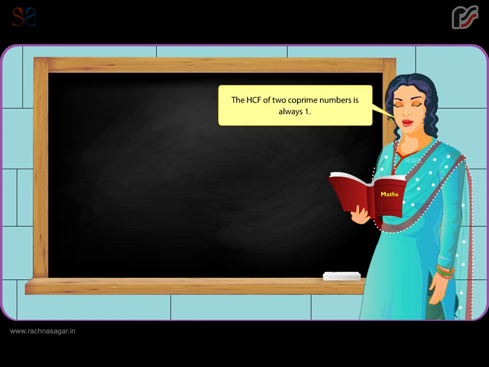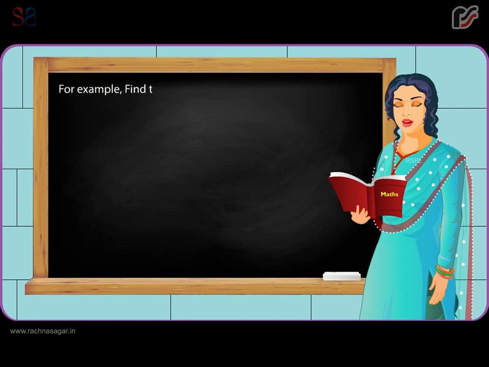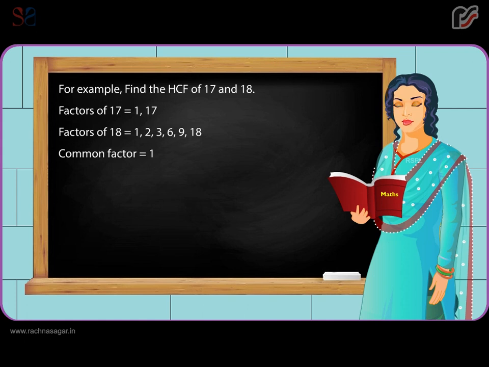The HCF of two co-prime numbers is always 1. For example, find the HCF of 17 and 18. Factors of 17 are 1, 17. Factors of 18 are 1, 2, 3, 6, 9, 18. Common factor is equal to 1. Hence, 17 and 18 are co-prime numbers having HCF equal to 1.